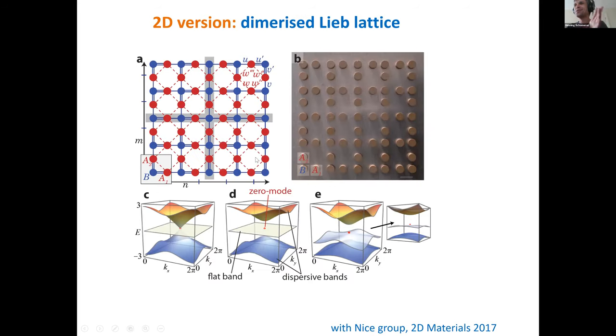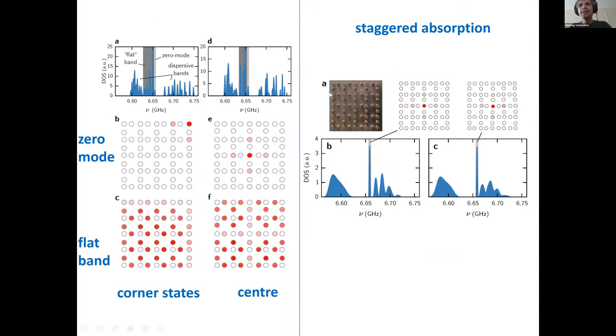And I'm flashing a few more slides just to tell you that this phenomenon is of course very universal. You can build systems in two dimensions, like a Lieb lattice where you have a flat band, and then you can filter out the states in the flat band by putting these elastomer patches on every second site. Again, you get very sharp spectral peaks, which are basically the topological response of the system.